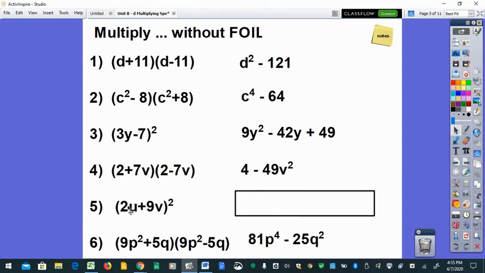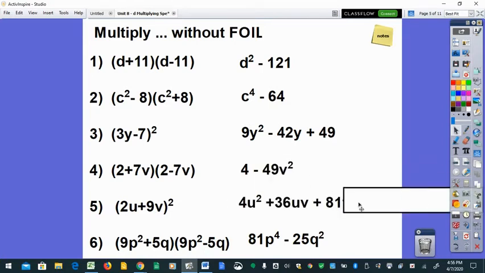2u squared would give me 4u squared. 9v squared would give me 81v squared. But because it's an identical twin, there is going to be a middle term. 2u times 9v is 18uv, and there's going to be two of them, one for the O, outer, and one for the inner I. So I'm going to take that 18uv and double it for the center. 2 times 18 is 36.